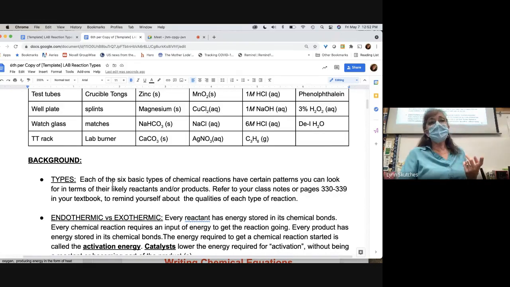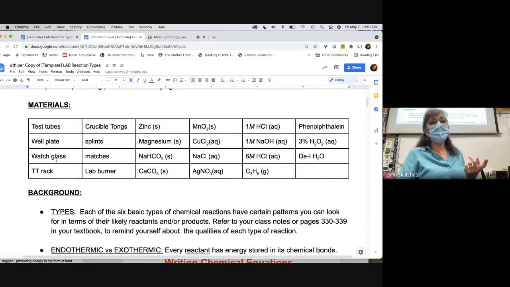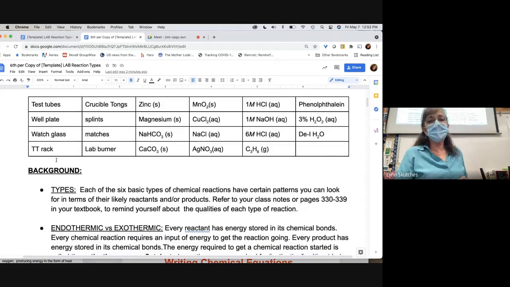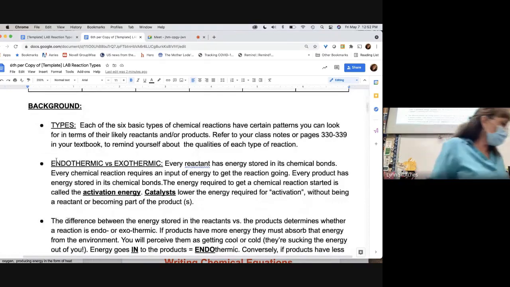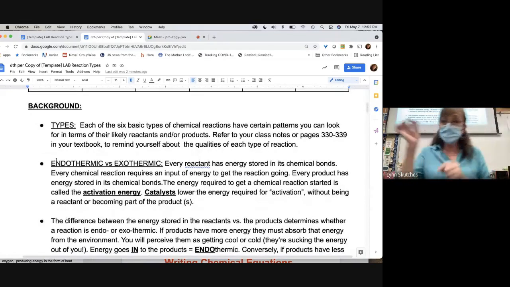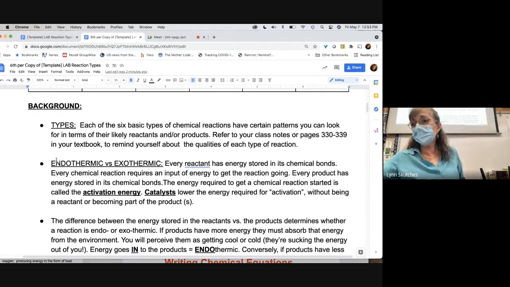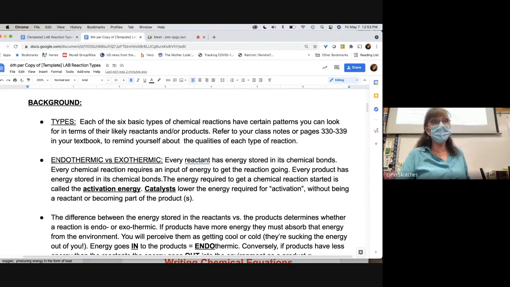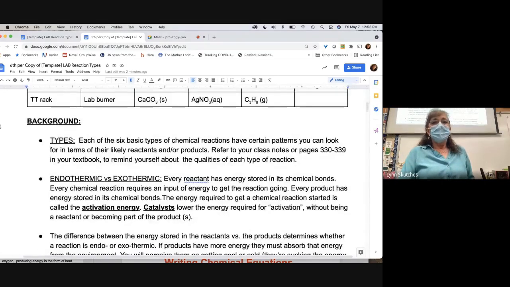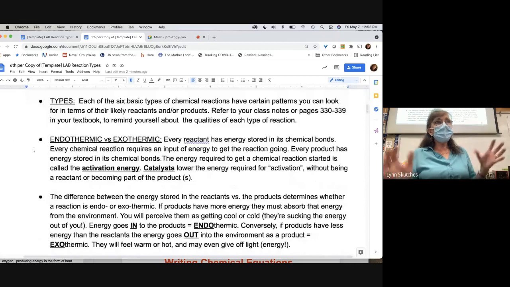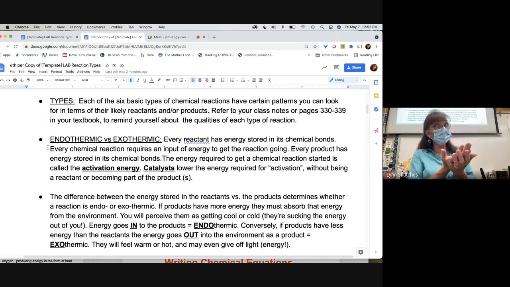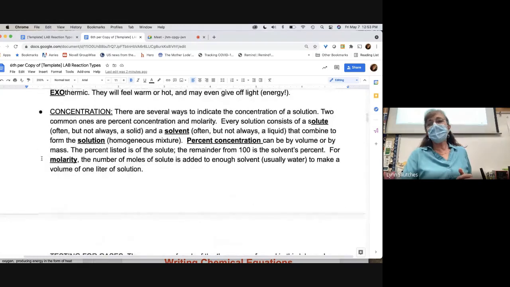You're also going to need your test tubes and a watch glass. So that's the giant contact lens thing. Also in your boxes are matches and splints, and we'll explain why we're using those in a minute. That's all you need for today. We talked about the types of reaction. You'll perceive an endothermic reaction as feeling cooler. You'll perceive an exothermic reaction as being warmer. We'll talk more about that later.